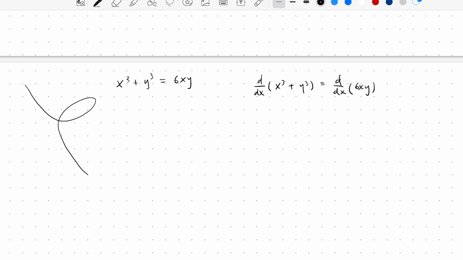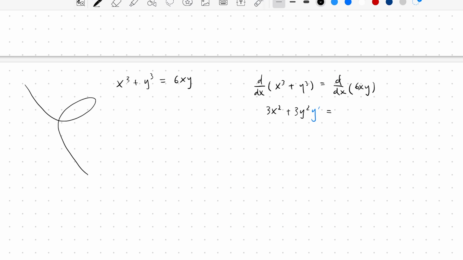For the first term, x cubed, it's simply 3x squared. And for the second term, the derivative of the outside is 3 times something squared, so 3y squared multiplied by the derivative of the inside, which is dy by dx. Really, we can write this as y prime, because in a lot of questions it gets really messy and you don't want to be writing dy by dx the whole time.